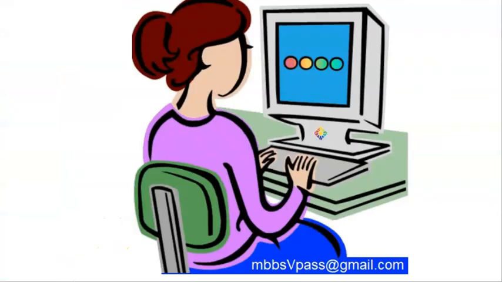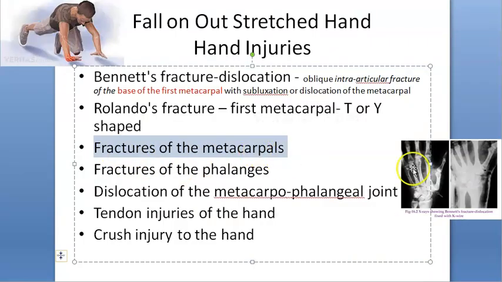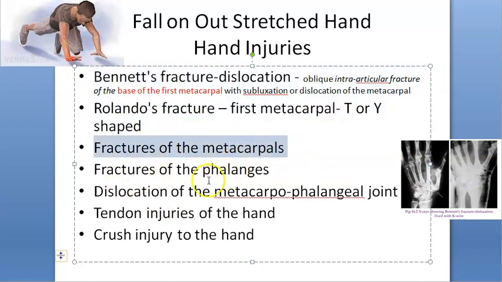So first metacarpal is attaching to what? To the thumb, right? So where is the metacarpal here? Here. First metacarpal. So here two fractures: Bennett fracture, Rolando's fracture. Okay. So still some more are there. We are not done yet. Look at this. Fractures of the metacarpals can happen. Yes, we already told you of the first metacarpal. They are given special names. I think of the other metacarpals.